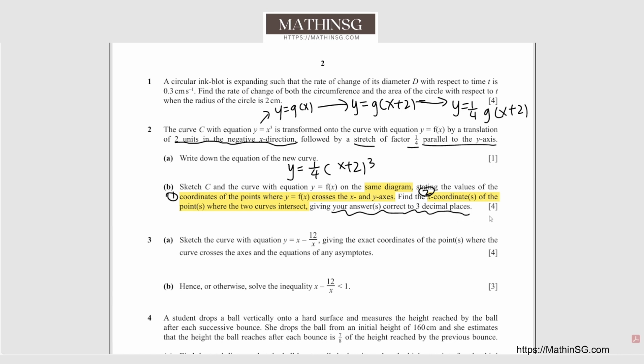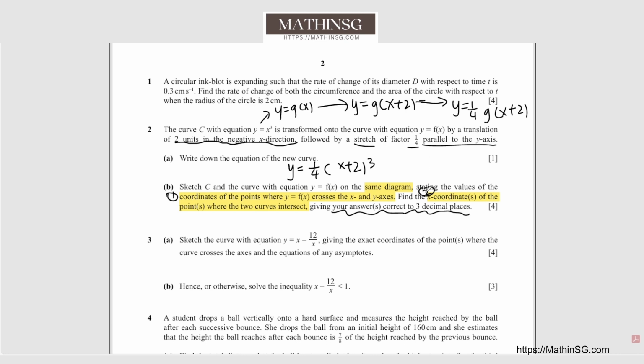This is a very clear indication that you can do the whole question with your GC. Just type in the two equations, y equals x cubed and y equals 1/4 (x plus 2) cubed, then use the calculator to find the x-intercepts and y-intercepts. Or you can just find it yourself. It's pretty straightforward. For y equals x cubed, the x and y intercepts are both 0, 0, the origin, because when x is 0, y equals 0. Looking at the other equation, you also know the x-intercept occurs at x equals -2. So when x is -2, y is 0, and when x is 0, y is 2. Or you can just use your GC to find them.